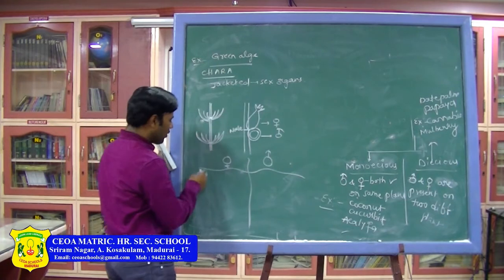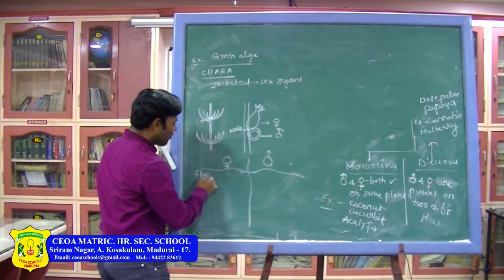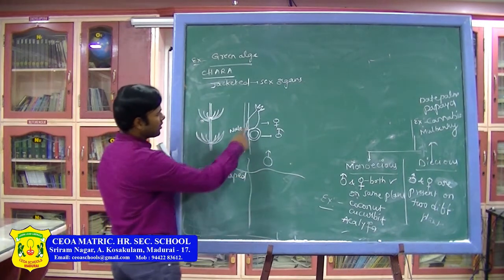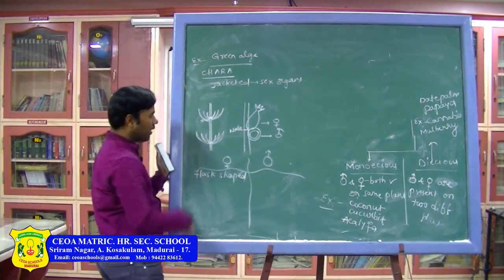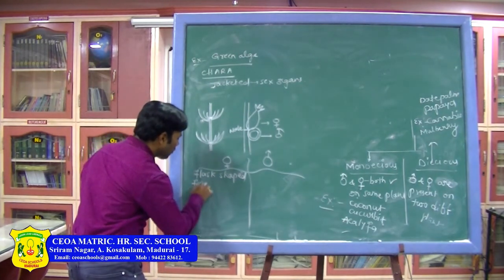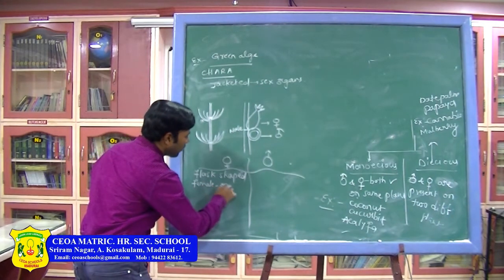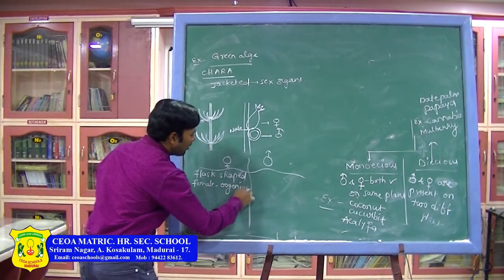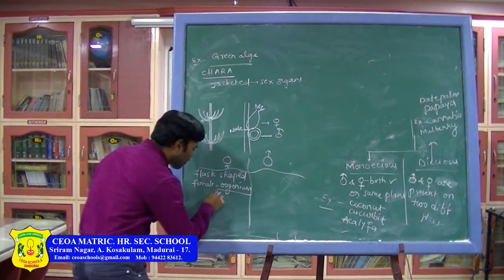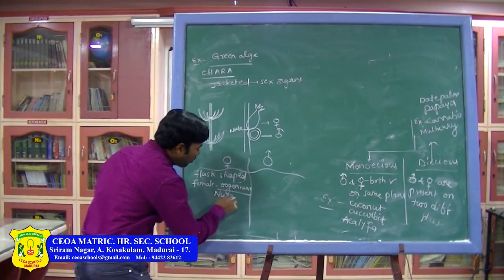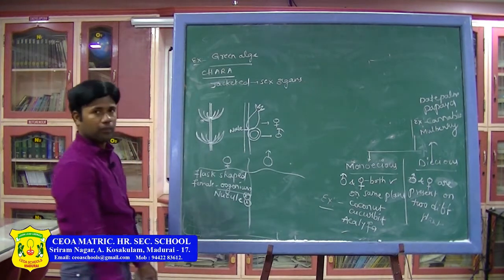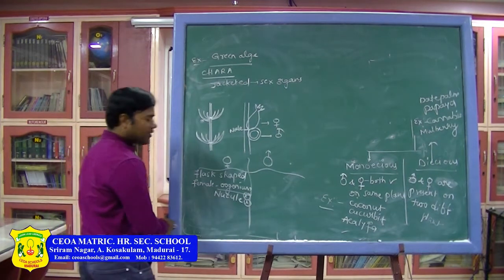Above the node. Then what is the shape? It is a flask shaped structure. Above the node it is present. Then what do you call it? It is the female reproductive part and it is also called an oogonium. Oogonium, and some scientists also call it a nucule. Very, very important. Nucule.